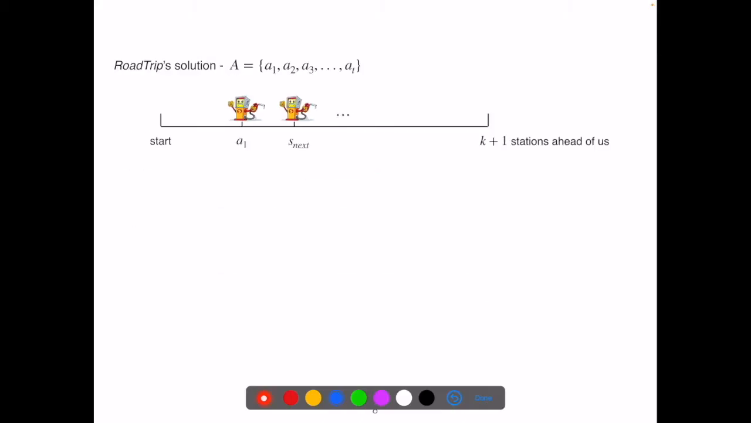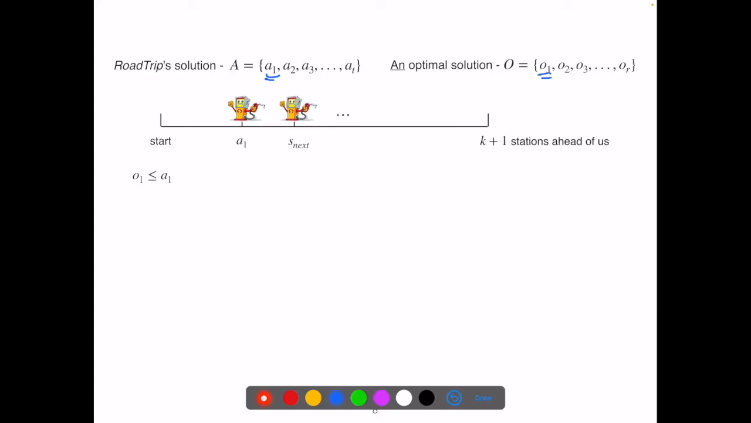First step, let's show that there is an optimal solution that begins with our greedy algorithm solution A's first choice, A1. We assume there is an optimal solution O that chooses stations O1, O2, and so on to OR. So we don't know what those stations are, but we just need to know how they compare to the solution A. Now here is a question. Which station comes first, A1 or O1? It has to be O1.